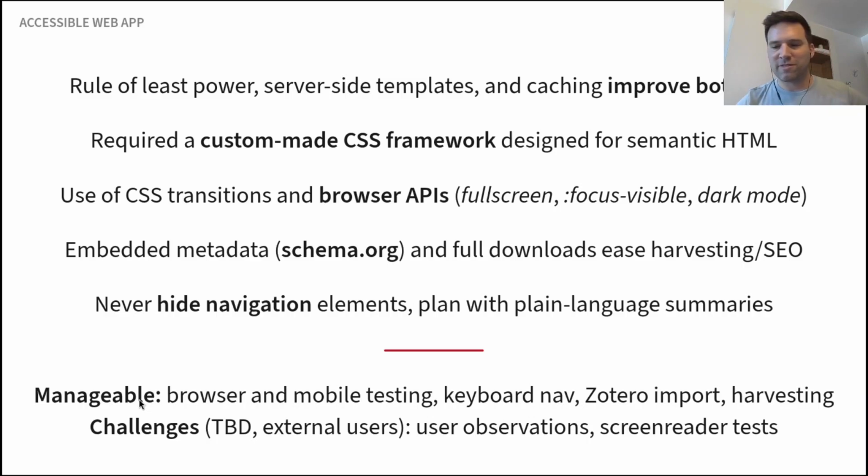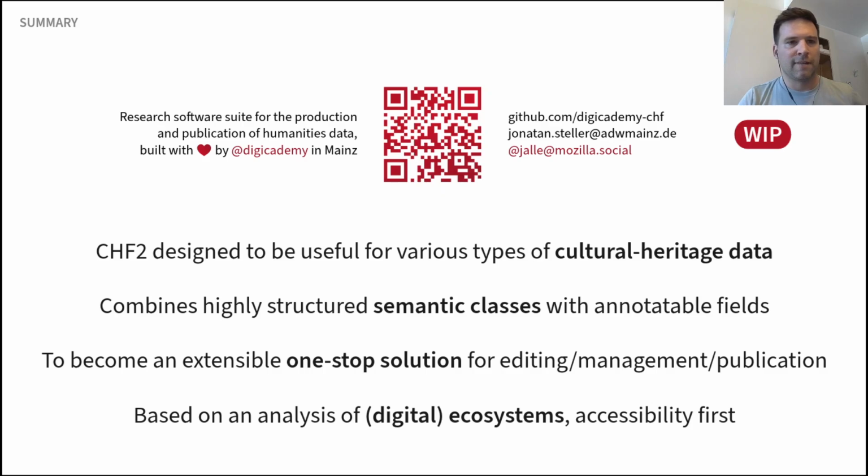What's manageable in terms of testing all of this? Browser and mobile testing is easy to do. We've tested keyboard navigation, so all of this I can do on my own. I can also try how well everything gets imported into Zotero if I use that web page. How easy is it to harvest the data? What's proven more challenging in this approach is the need for user observations and screen reader tests, and I need outside users for this to work well. Of course I can test on my own, but I know how this is built, so I know what to look for. And this is something I still need to do.